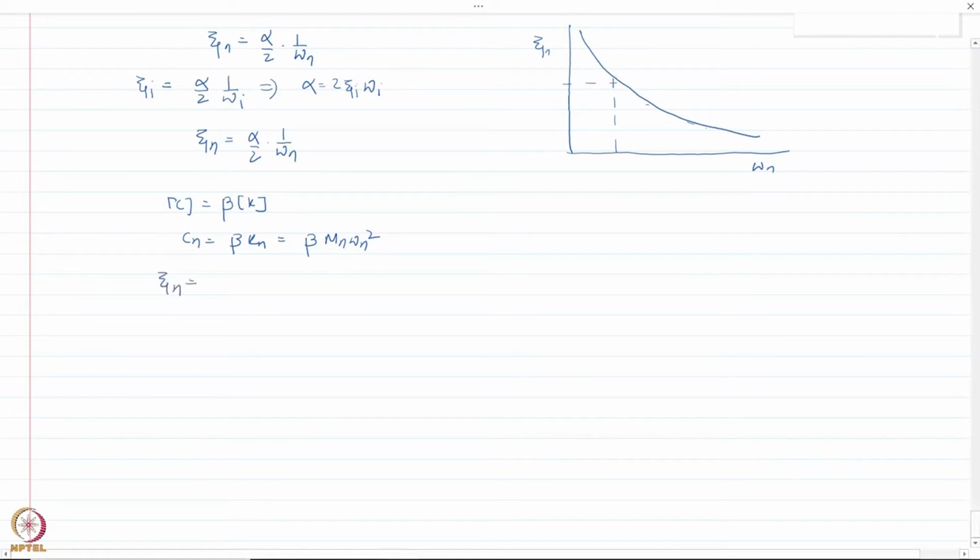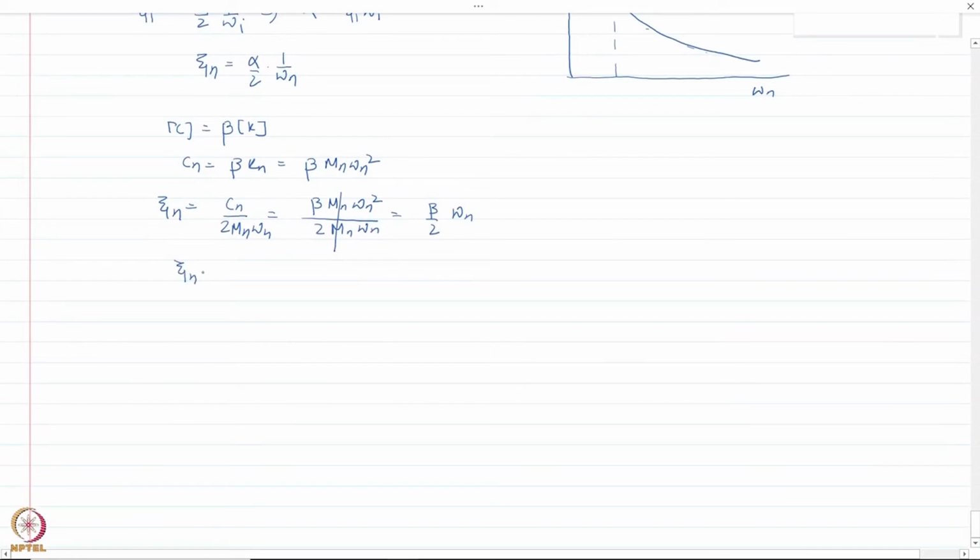So the damping in the nth mode can be written as Cn by 2 mn omega n, and if I substitute that here, beta mn omega n squared over 2 mn omega n. So this would be beta by 2 omega n. So my damping in the nth mode can be written as beta by 2 omega n.